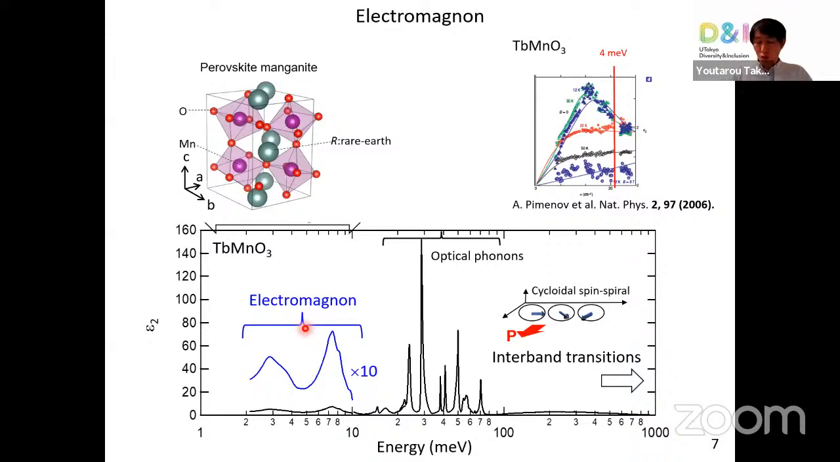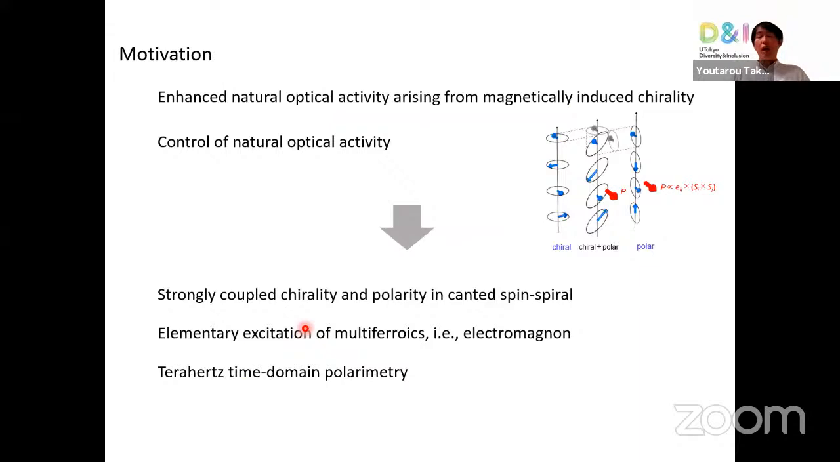We use this electromagnon resonance to enhance the natural optical activity. Okay, the motivation of this work is the observation of enhanced natural optical activity arising from the magnetically induced chirality and control of the natural optical activity. So to realize this motivation, we use a strongly coupled chirality and polarity in the cantate spin spiral. And we also use the elementary excitation of the multiferroics, that is the electromagnon, and to detect the optical rotation from the natural optical activity, we use the terahertz time domain polarimetry.